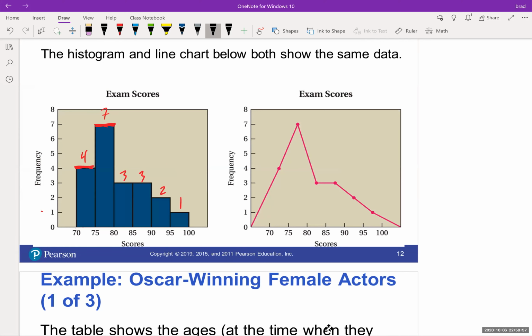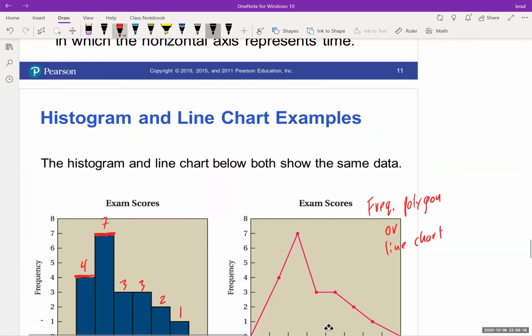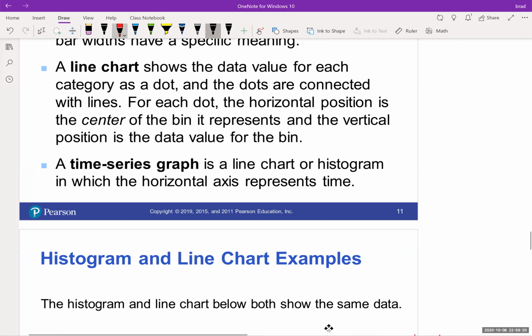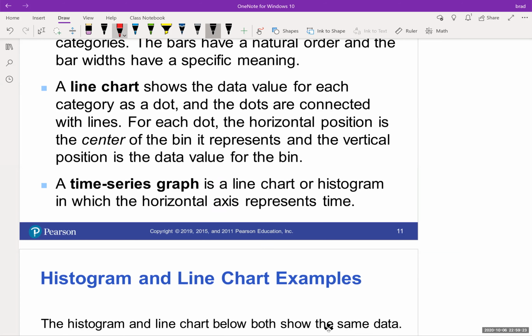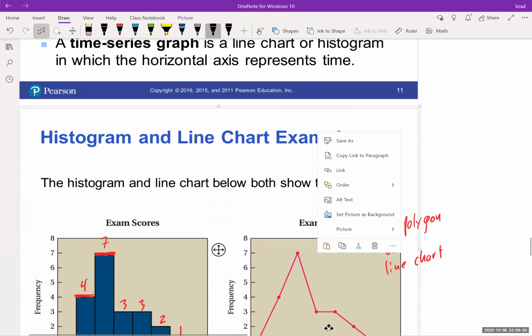Okay, so let's see here. And then this is a line chart. I've also seen these called frequency polygons. This looks more like a frequency polygon to me, or your book calls it a line chart. A frequency polygon shows the data values for each category as a dot, and the dots are connected with lines. For each dot, the horizontal position is the center of the bin. So basically think of it as a midpoint.